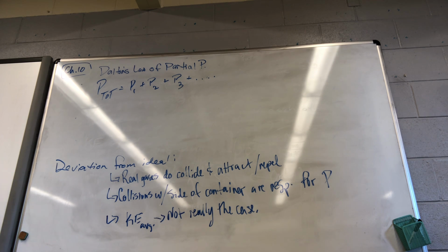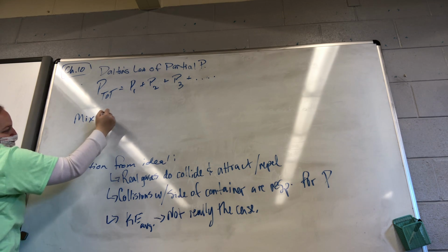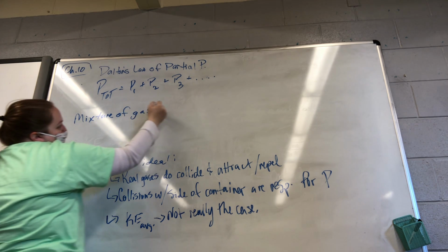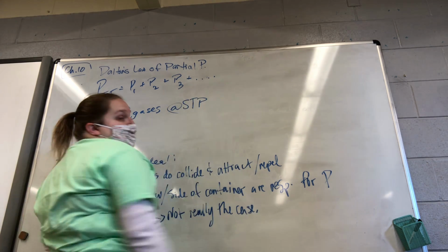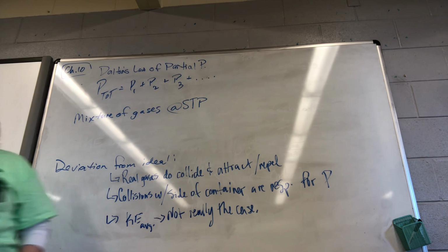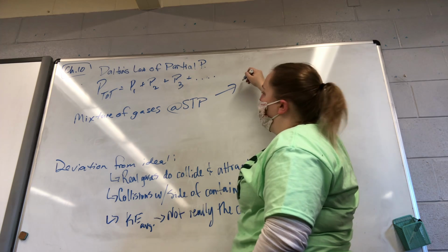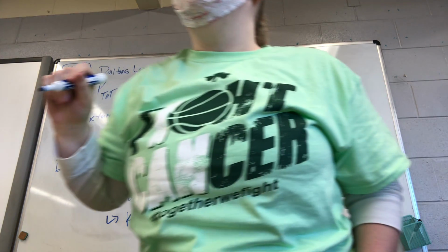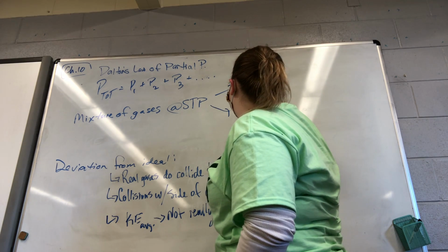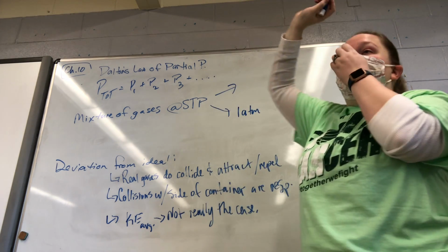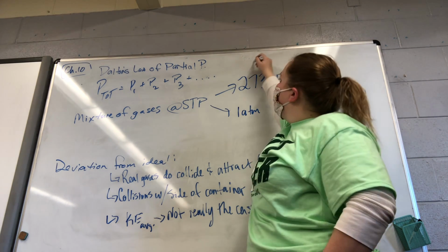One of the ways that you were asked to do problems with this was you're told, okay, there's a mixture of gases that are being held at STP. Okay, so what does STP mean again? What is the standard temperature? The standard pressure is 1 atm. What is the standard temperature? 273.15 Kelvin, also known as 0 degrees Celsius.